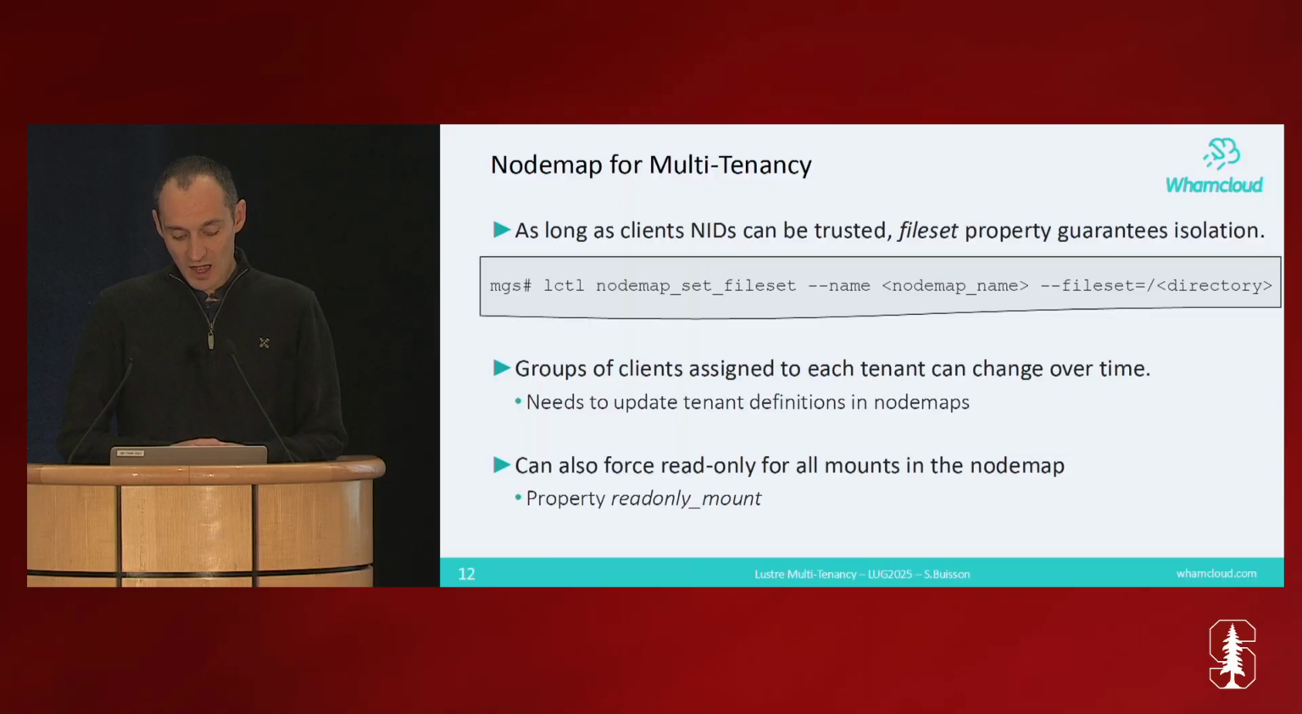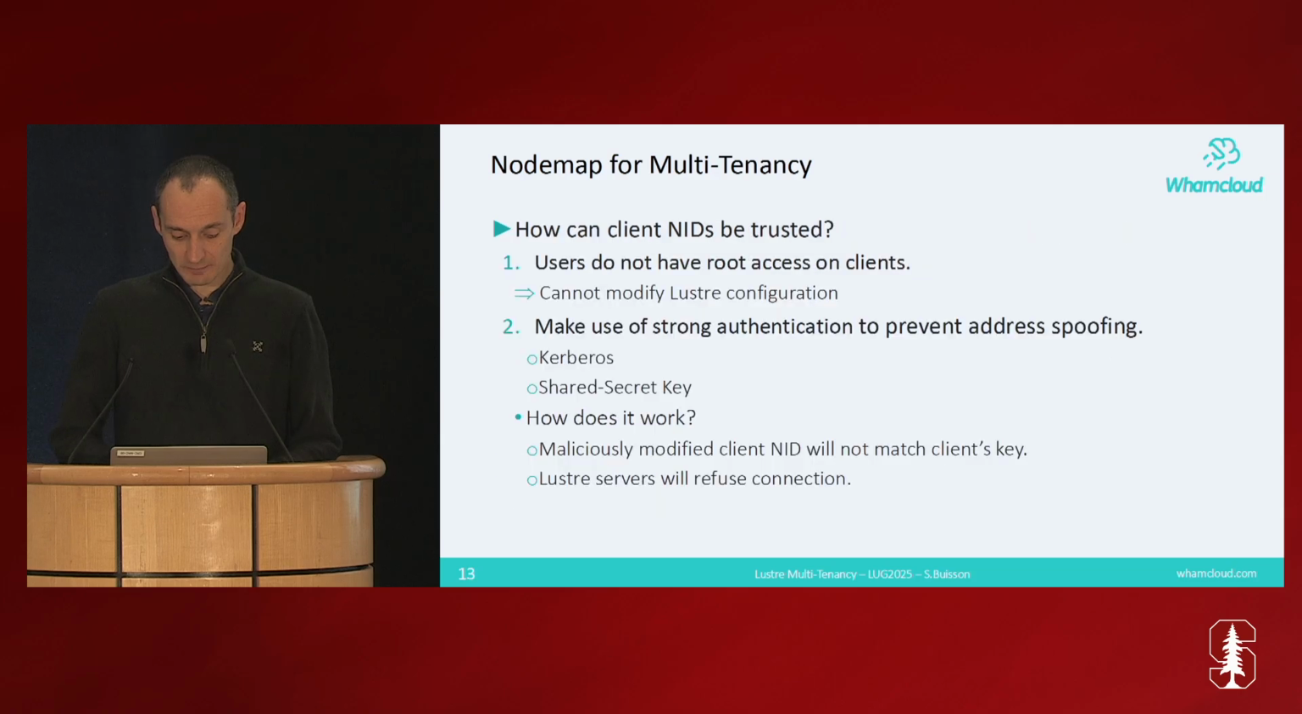It means that when the Lustre clients mount Lustre, they do not explicitly ask for this subdirectory. Actually, it's somehow hidden, and they just mount Lustre, and automatically the Lustre servers would provide them with this subdirectory. We are also able to force this mount to be read-only, thanks to the read-only mount property on the node map. So depending on the needs, it can be useful.